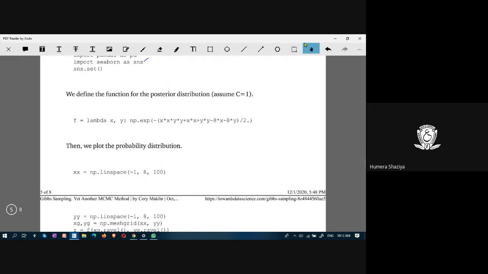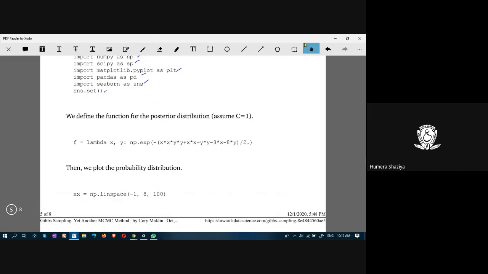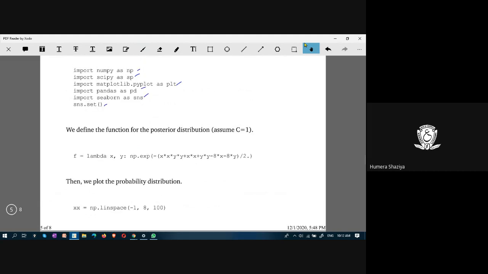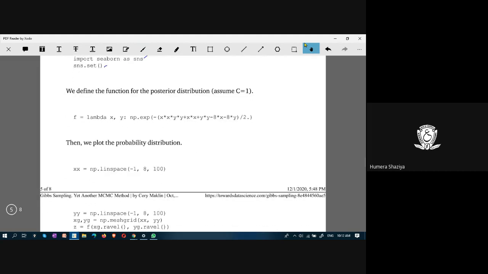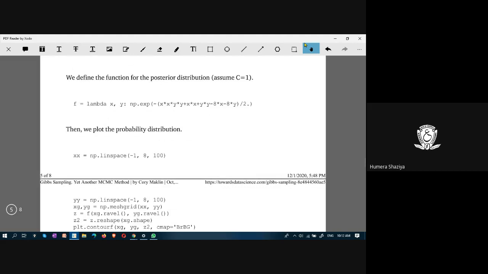Importing all of that and then setting Seaborn. Seaborn is an advanced version of Matplotlib. It is built on Matplotlib. It supports various advanced visualization features.